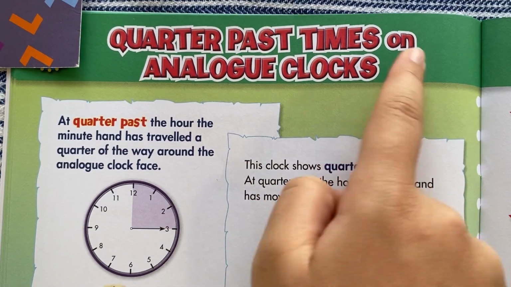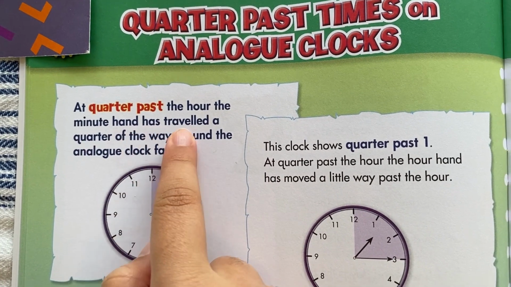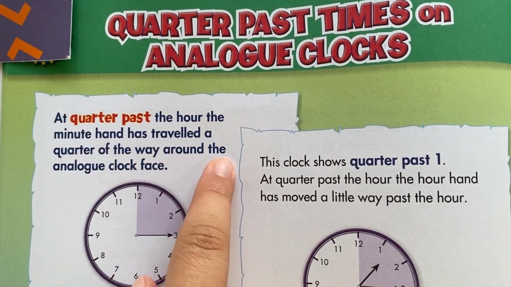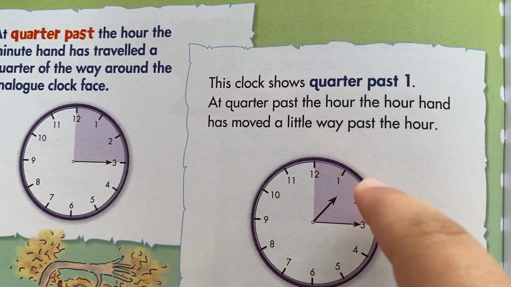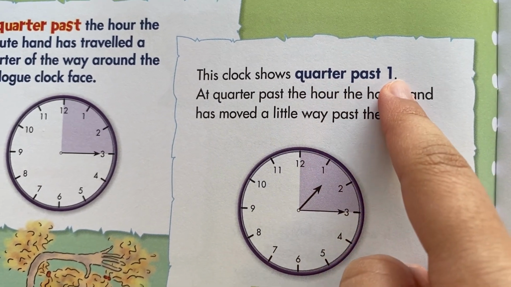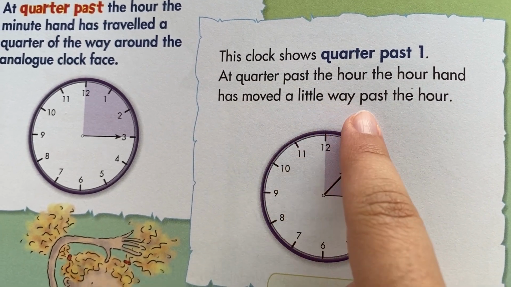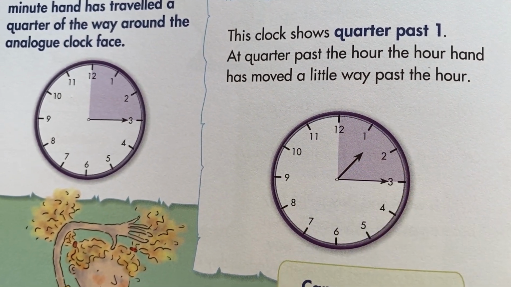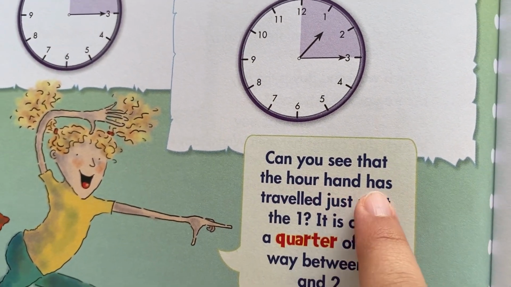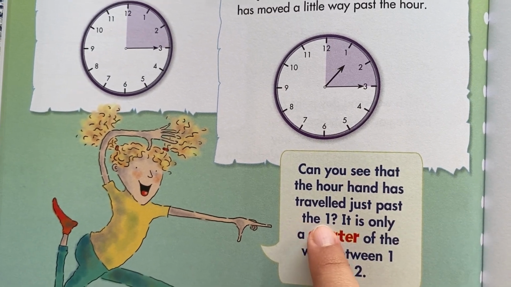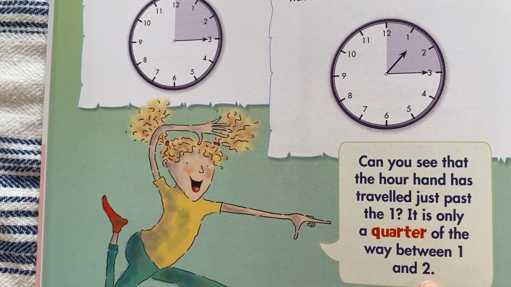Quarter past times on analog clocks. At quarter past the hour, the minute hand has traveled a quarter of the way around the analog clock face. This clock shows quarter past 1. At quarter past the hour, the hour hand has moved a little way past the hour. Can you see that the hour hand has travelled just past the 1? It is only a quarter of the way between 1 and 2.